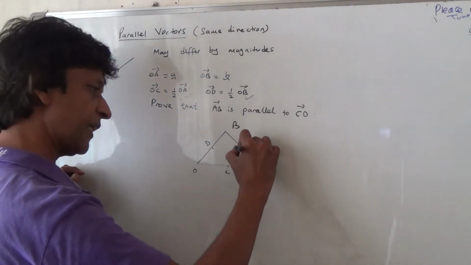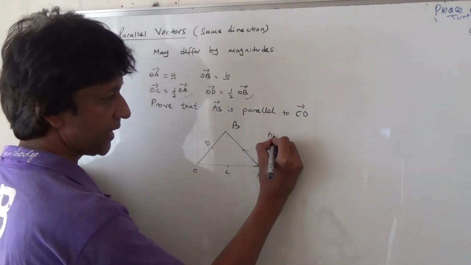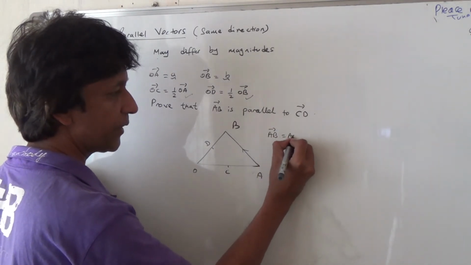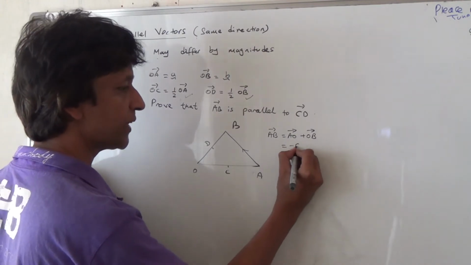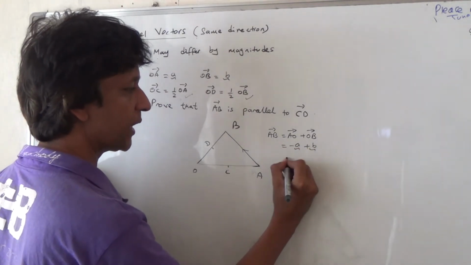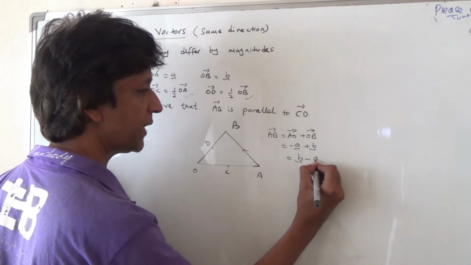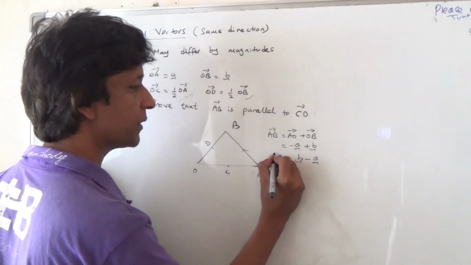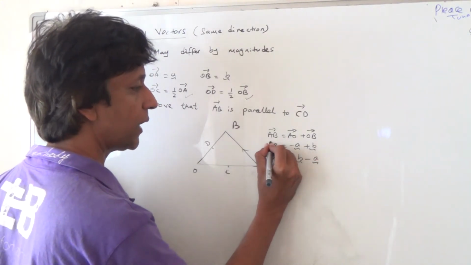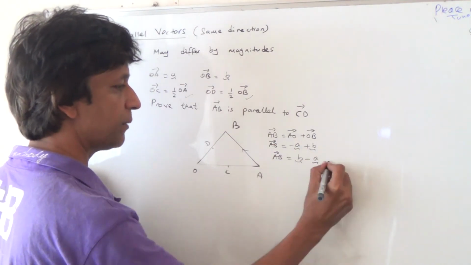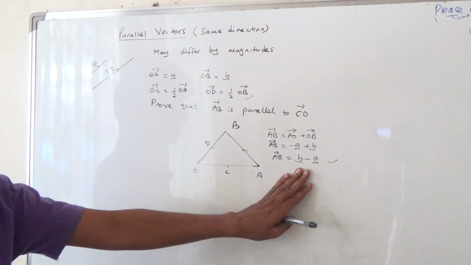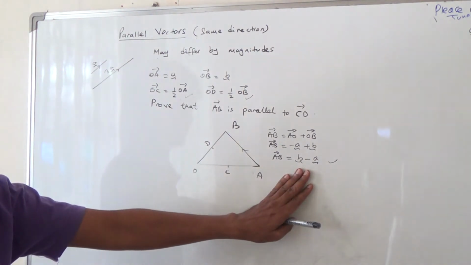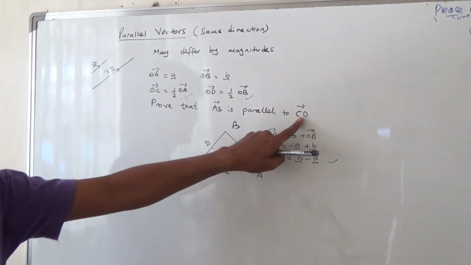Now we can find the vector AB. We know that vector AB is equal to vector AO plus vector OB by geometry of vectors, which is then minus A plus B. That we already explained. So B minus A is not very difficult. It's not at all a trouble to find the vector AB. We need to prove that this vector AB is parallel to the vector CD.